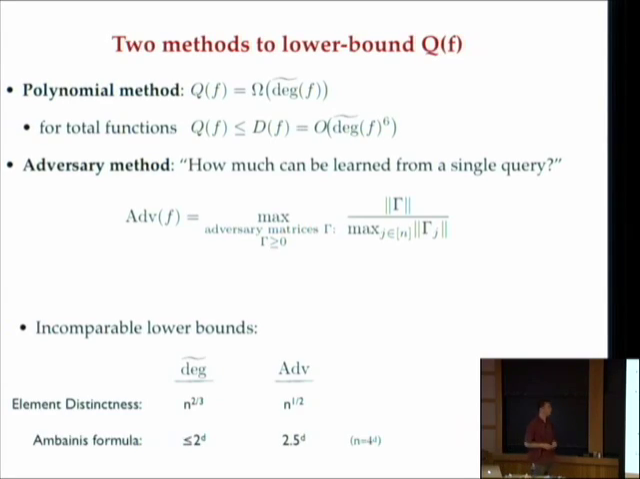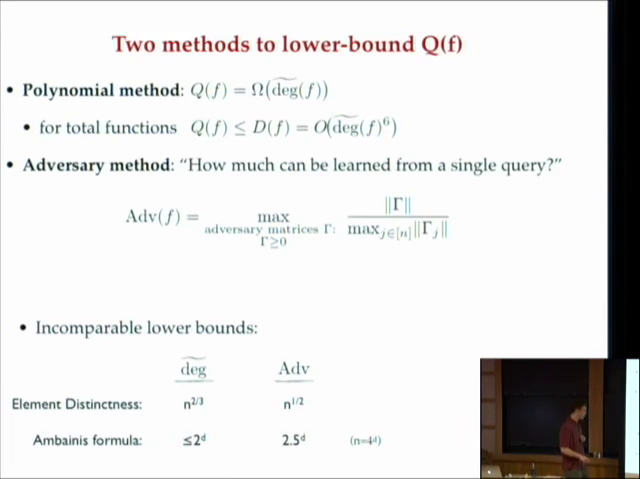And actually, these two methods are unfortunately incomparable. Here are some examples that show this. Say the element distinctness problem: the approximate degree is n to the 2/3. The adversary bound is known to be at most square root of n. I don't know if it's known to be square root of n.